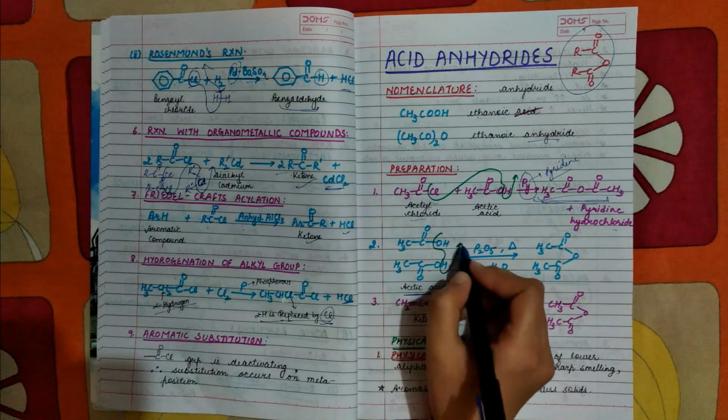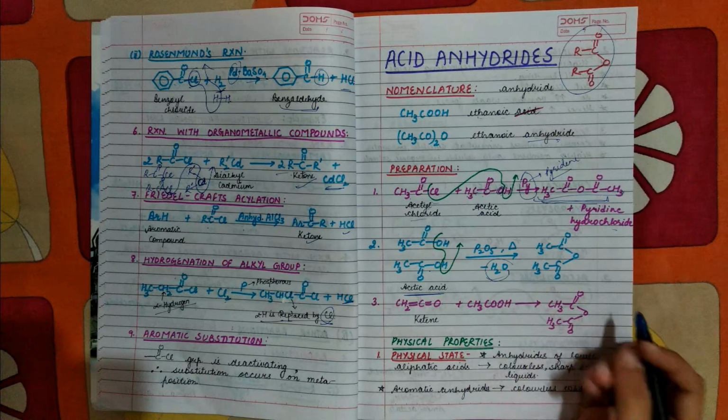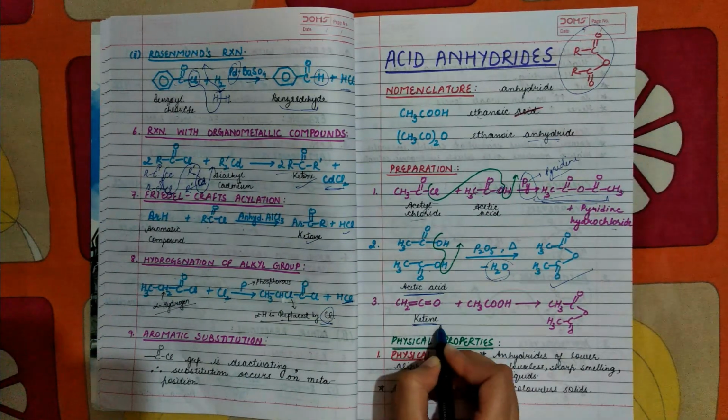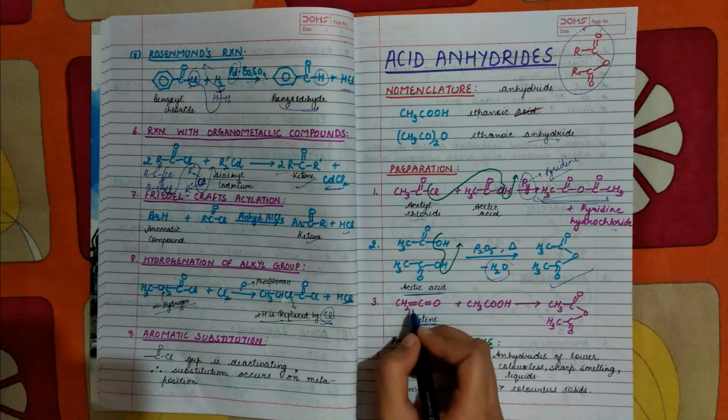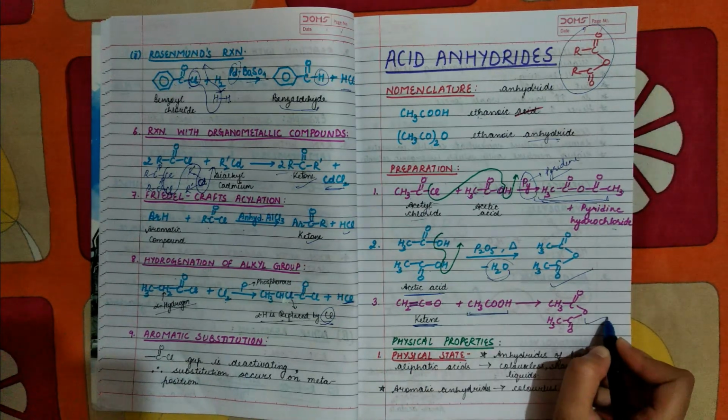Next we get 2 molecules of carboxylic acid, that is acetic acid. From here water is removed in the presence of P2O5. We heat it, dehydration takes place and we get an anhydride. Next we have a ketene. Ketene, it's not ketone. We have a double bond here, so we name it as ketene. Reacted with carboxylic acid to form anhydride.